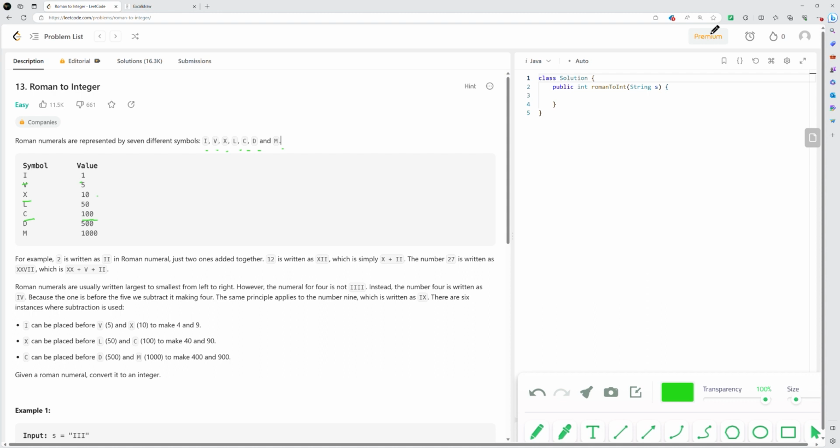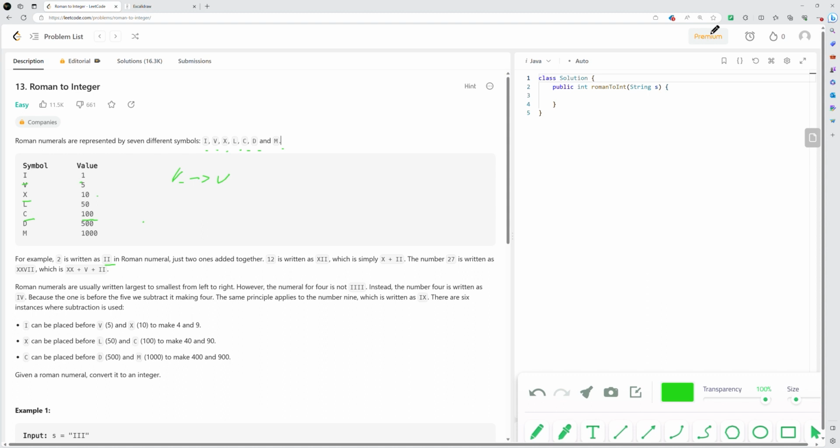This mapping will be a good candidate for a hash map, because in a hash map we have a key to value mapping, so we can have a symbol to value mapping. Now, as we know, we can also combine different symbols. For example, we have two I's which equal 2, because one I equals 1, so 1 plus 1 equals 2.